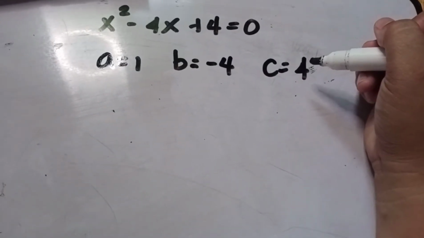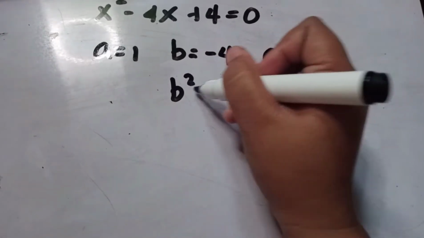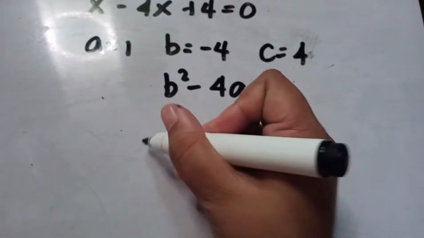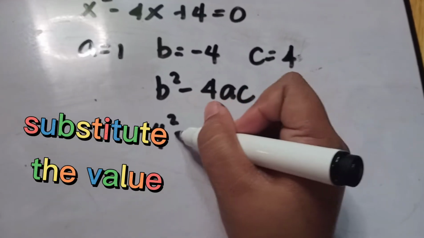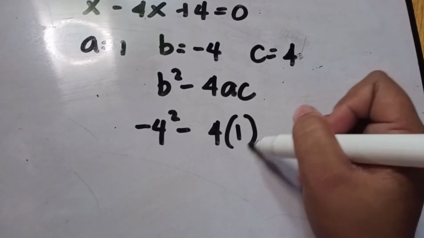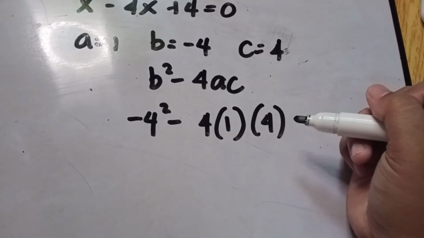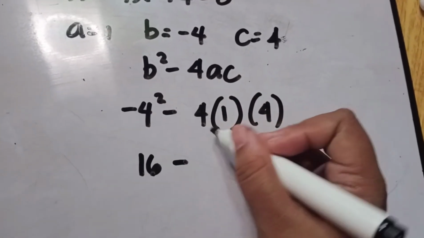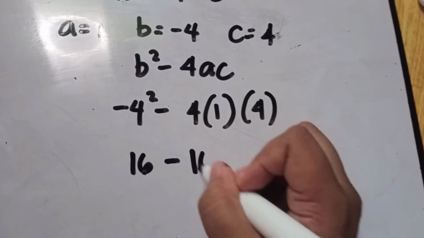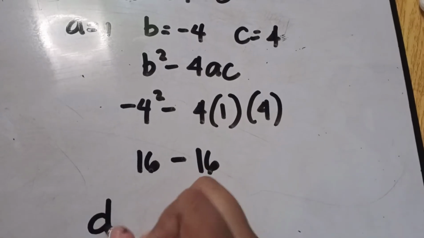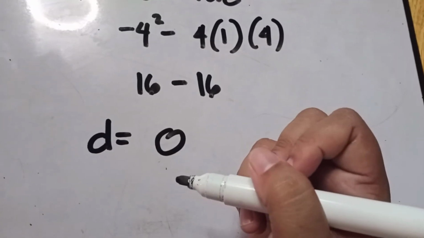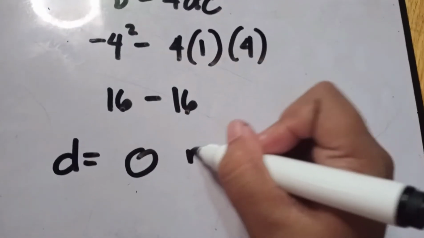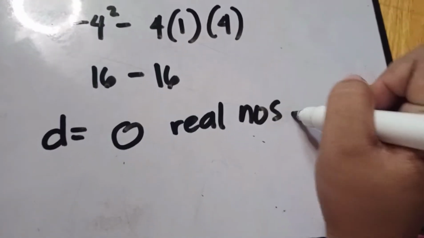A while ago, we said the discriminant is b squared minus 4ac. The second step, substitute the values. Your b is negative 4 squared minus 4 multiplied by a, which is 1, and c, which is 4. To simplify, negative 4 squared is positive 16, minus 4 times 1 times 4, which is 16. So 16 minus 16, your discriminant is 0. We always remember that if the discriminant is 0, the nature of roots is real numbers and equal.